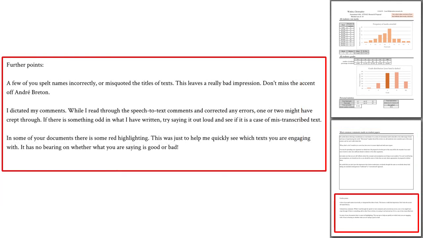And then there's another little section down here. Sometimes there'll be nothing here, but sometimes there'll be further points that the person who marked this wants to let you know. For example, I've just written here, a few of you spelt names incorrectly or misquoted the titles of texts. This leaves a really bad impression. Don't miss the accent of André Breton. So general advice from the person who marked the sheet.